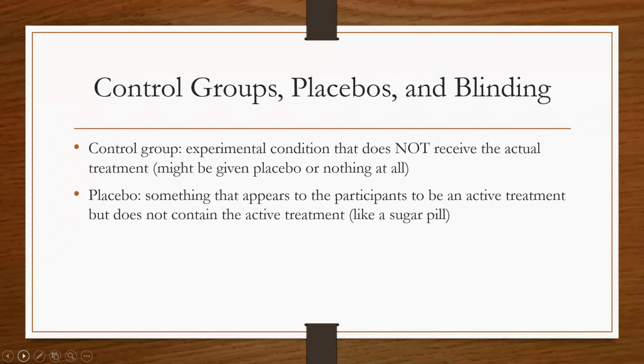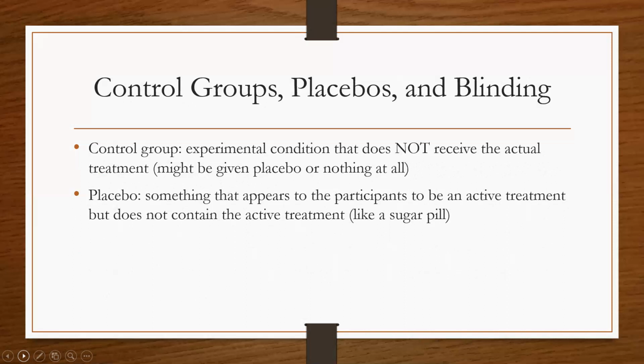A placebo is something that appears to the participants to be the active treatment that another group is getting, but it doesn't actually have any of the active treatment. For instance, it could be a sugar pill. If they're testing out new surgeries, it could be a fake surgery. If they're testing out new drugs that have to be injected into someone, then they're given fake injections. It's stuff like that. It has to be incredibly similar to the actual treatment to make people think that they are getting the actual treatment, but it has no active ingredient that would help them in any way, shape, or form.